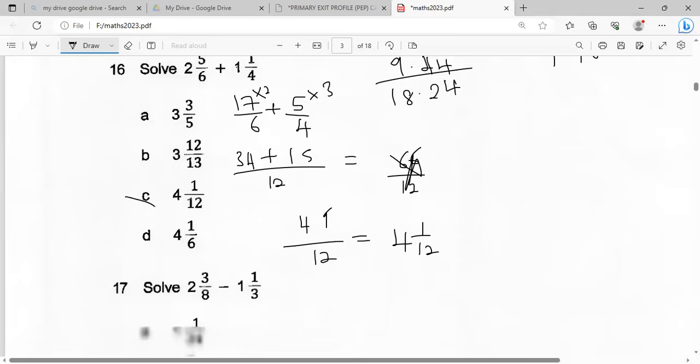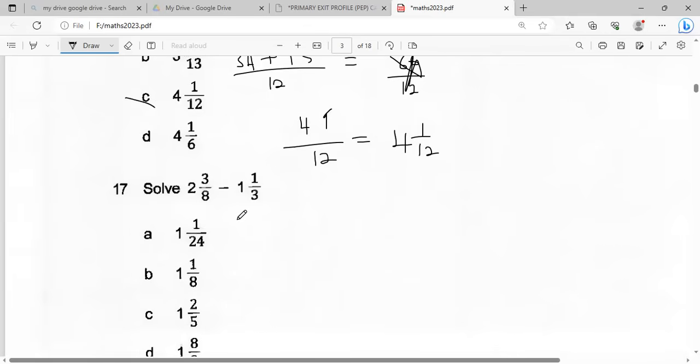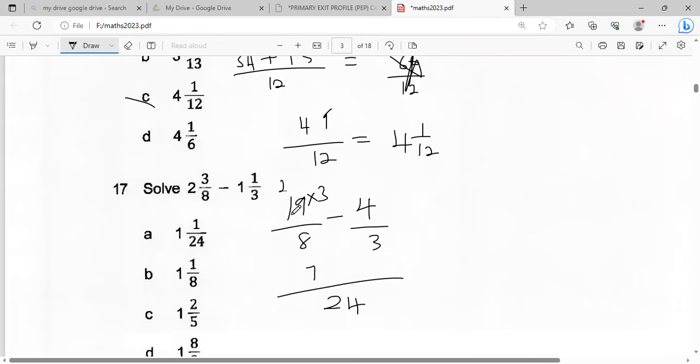It says solve 2 and 3 eighths minus 1 and 7 over 8, 1 and 7 over 16. We make a whole number, so 1 times 3 is 3, and that's 4 over 3. Our LCM would be 24. 8 into 24 goes 3 times, so we multiply by 3. 3 times 9 is 27, 3 times 1 is 3, and that's 57.